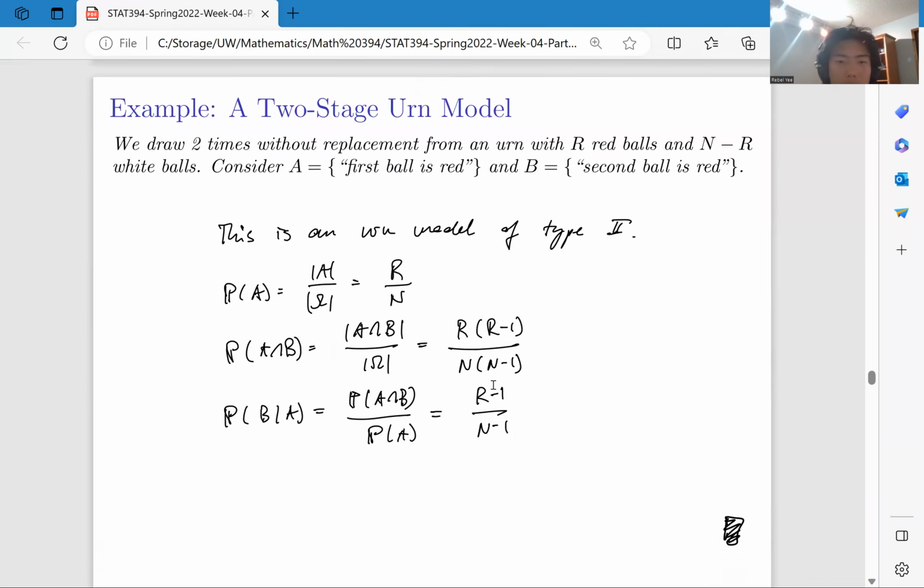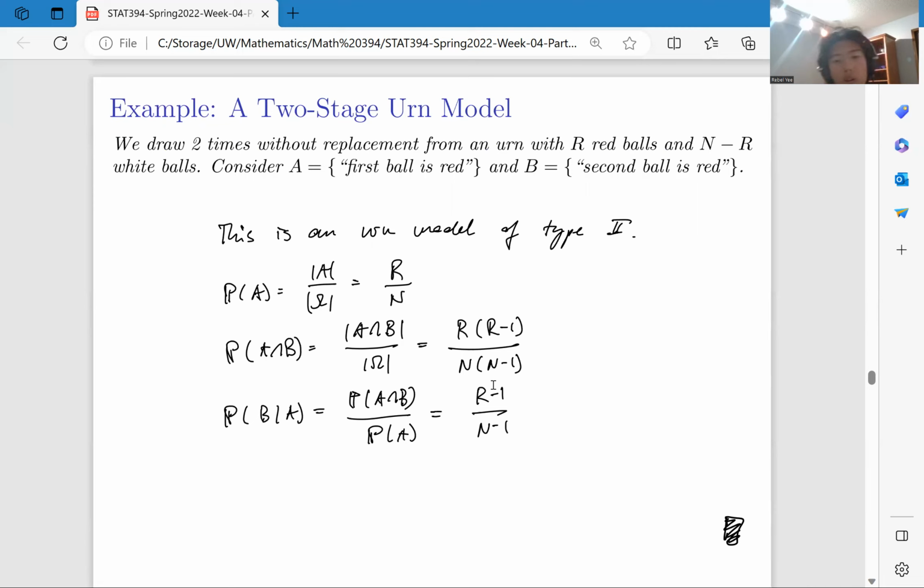And there's another example. We draw 2 times without replacement from the urn with R red balls and N minus R white balls. So this is an urn with N balls, and R of them are red balls. There are 2 cases we want to consider here. The first case is A is the first ball is red, and B is the second ball is red. The question we want to ask is, what is the probability that the second ball is red given that the first ball is red?